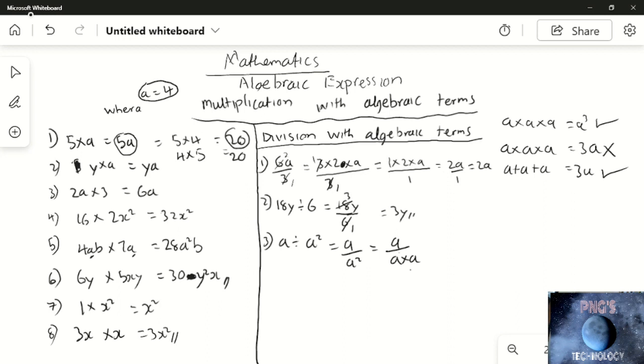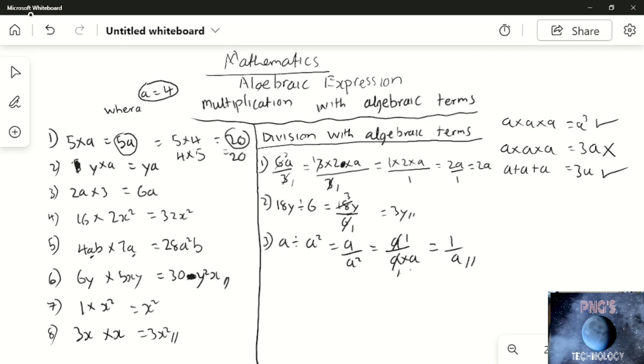So a can cancel a. So a here 1, a here 1. What am I having remaining? 1 all over 1 times a is a. So this will be my final answer. My answer is 1 all over a.